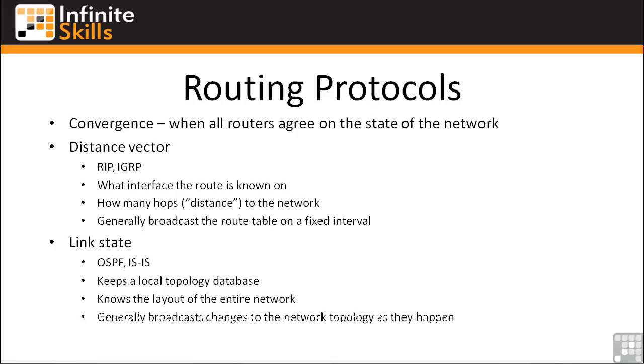Unlike distance vector routing protocols, link state routing protocols broadcast changes to the network topology as they happen. So if you have a router that's running OSPF and one of its links goes down, it will recognize, hey, this link is down after just a few seconds. It will recalculate its local copy of the topology database and will send that updated change out to all of its connected neighbors. Because of this, link state routing protocols have a much quicker convergence than distance vector routing protocols. They're more complex to configure and administer, but the payoff is that the convergence, again, is much quicker than you'd get with RIP or IGRP.